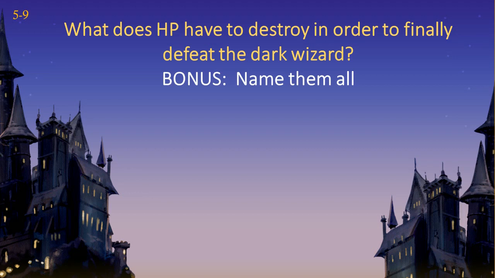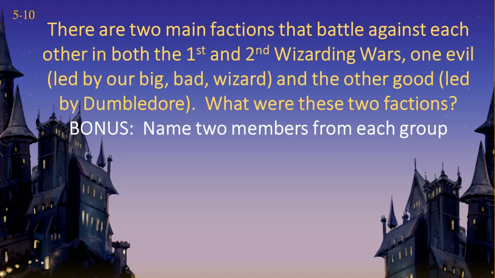And the final question, there are 2 main factions that battle against each other in both the First and Second Wizarding Wars. One evil, led by our big bad wizard, and the other good, led by Dumbledore. Who were these 2 factions? And name 2 members from each group.